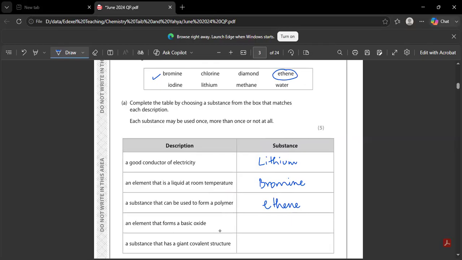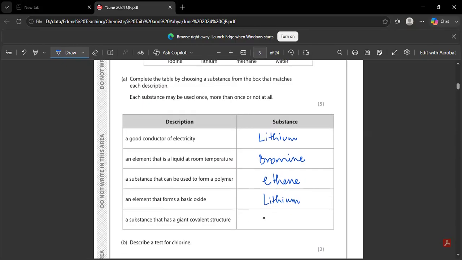An element that forms a basic oxide. Alkali metals form basic oxides, so it should be lithium, right? I think chlorine? Chlorine is a non-metal, it forms an acidic oxide, not a basic one. A substance that has a giant covalent structure should be diamond, right?